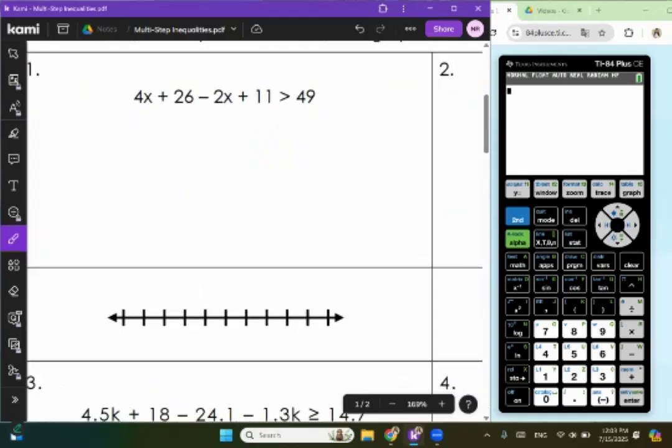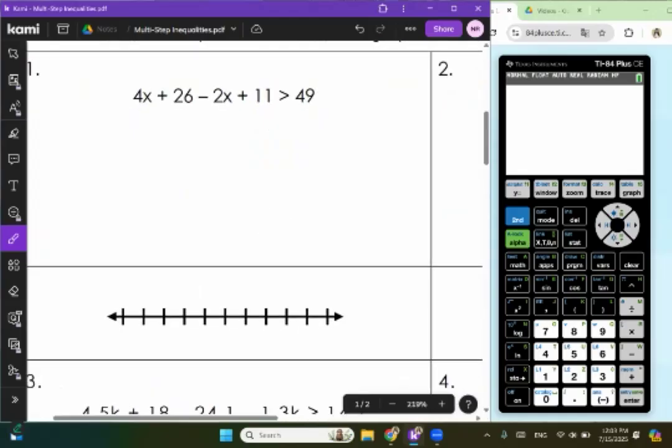Starting with number one, and it looks like we will be graphing each one of these as well. Solving and graphing. So our variables are on the left. We're going to move the numbers to the right. We don't need to distribute here because we don't see any parentheses, but there are too many terms on the left side. If there's more than two, that's too many. So when we combine, we use our shapes.